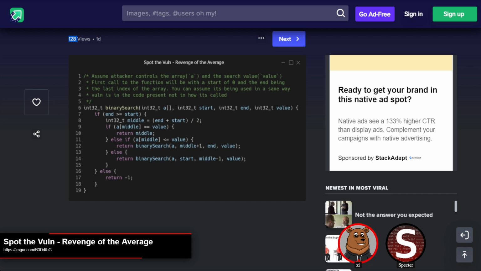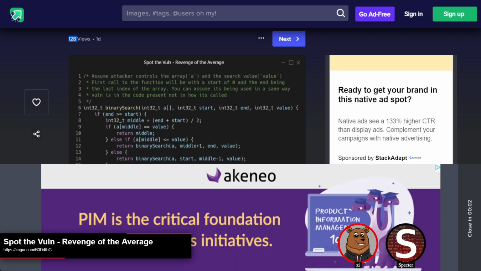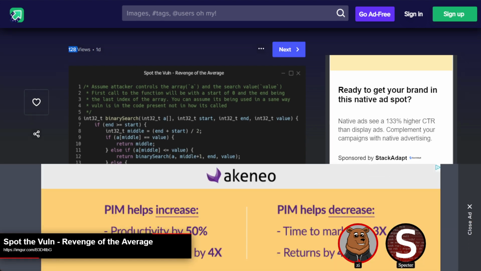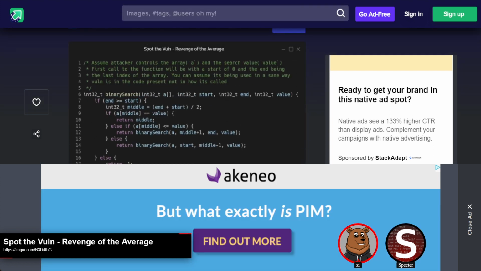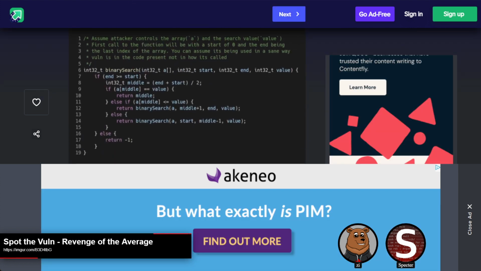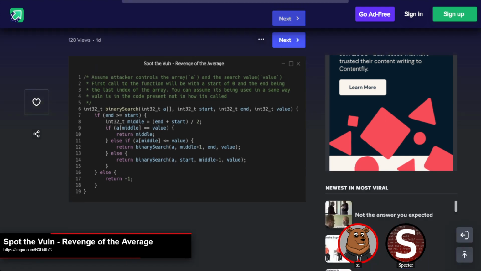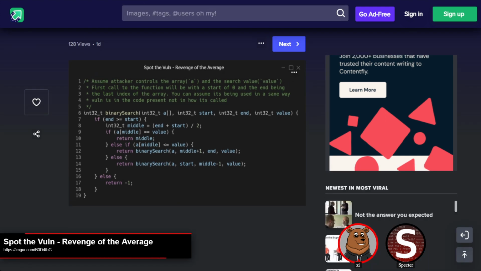Yes, this week's Spot the Vuln was very similar to last week's, except I made a couple of patches or improvements to it, which unfortunately you can't see because an ad popped up. Apparently I don't have uBlock installed right now. Thought I did. Anyway, very similar to what it was.